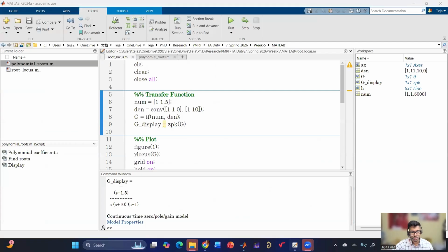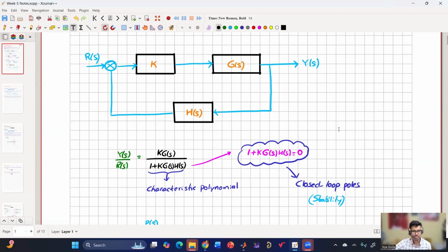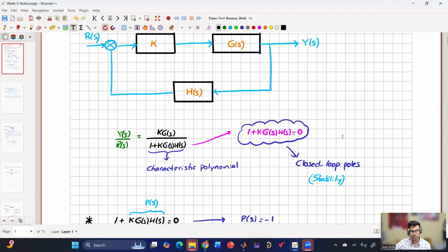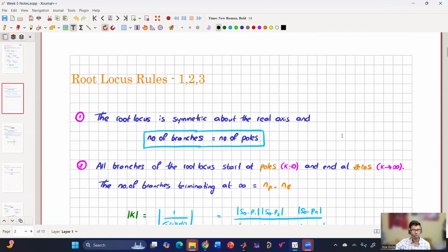Yeah, thank you, Chidananda. So I'll just quickly summarize. This week is all about root locus, which is a graphical method to study the closed loop poles movement as the system parameter k varies. In the beginning we had some discussion regarding the characteristic polynomial and what the closed loop poles are. But for plotting the root locus, we will have 9 rules. We have to follow them one by one.